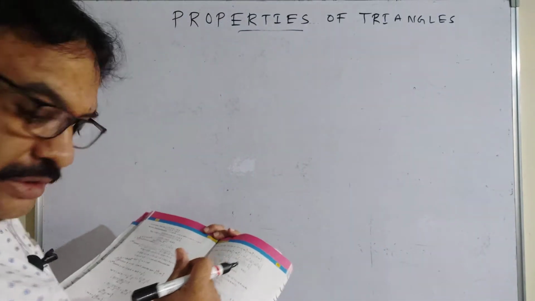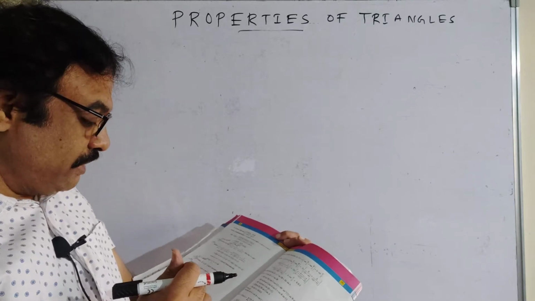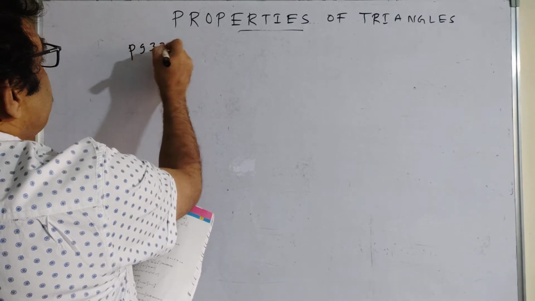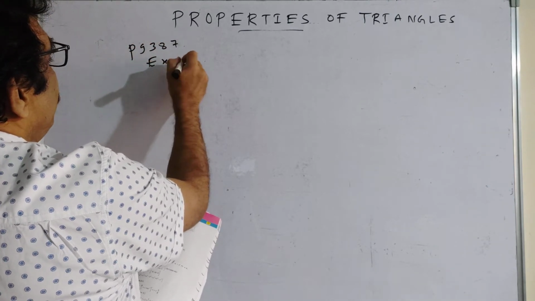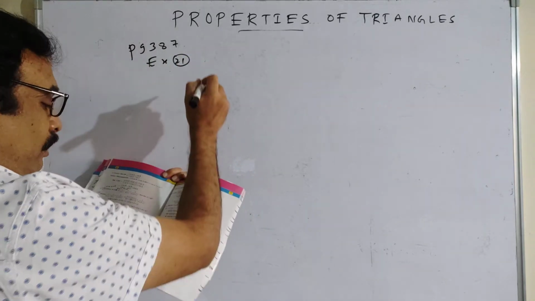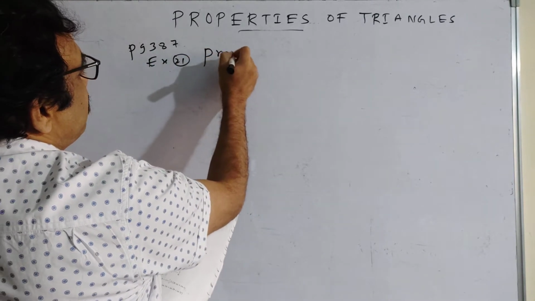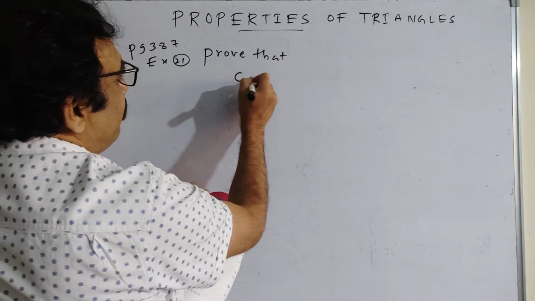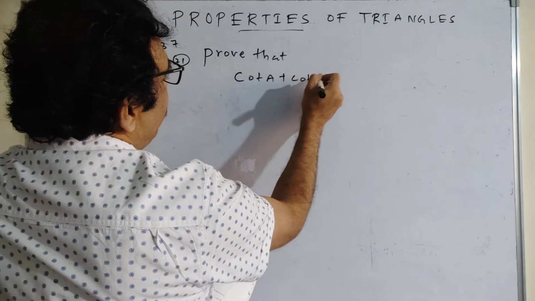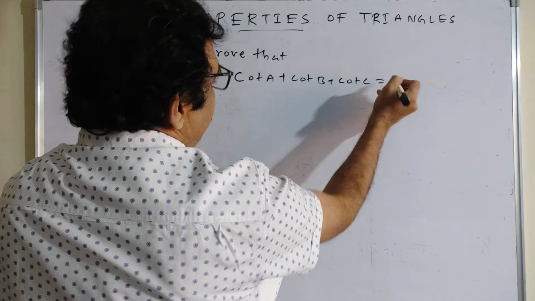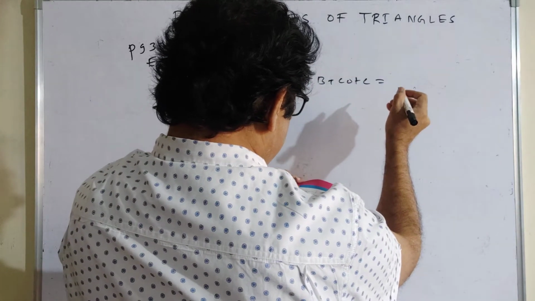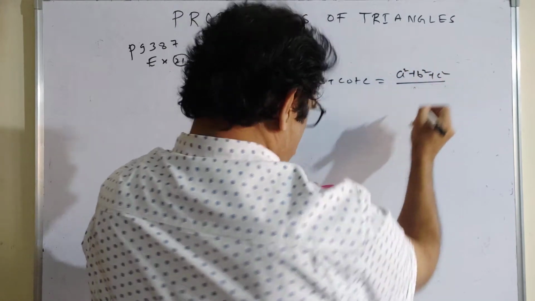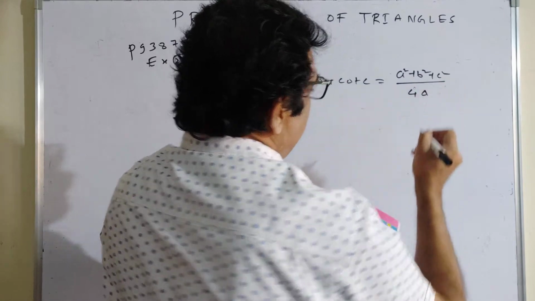Now coming back to the point, this is going to be example number 21, which is there on page number 387, and this is going to be example 21. Now, what is the problem given? This is nothing but prove that cot A plus cot B plus cot C is equal to a square plus b square plus c square by 4 delta.